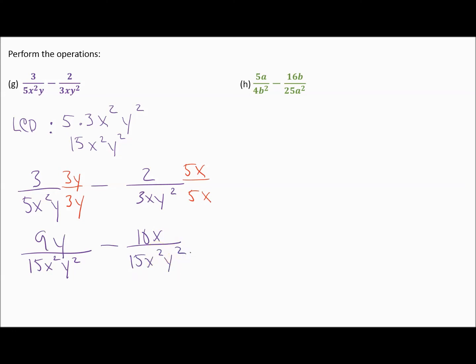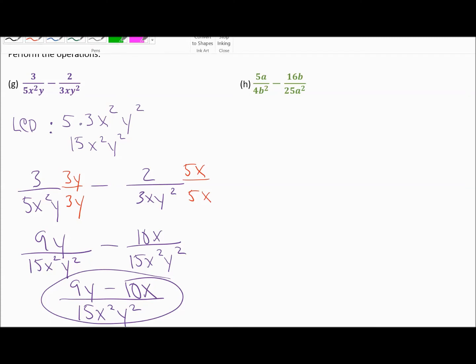And now this looks like the problems we did on the first couple of pages. I have a common denominator. I can write it underneath one fraction or in the denominator, and then 9y minus 10x. If these were like terms, I would combine them together, but they're not. And there's no greatest common factor I can factor out, so I can't simplify this at all. That is our final answer.